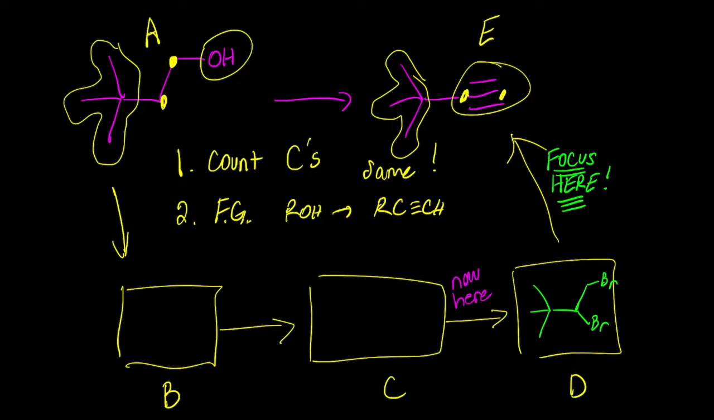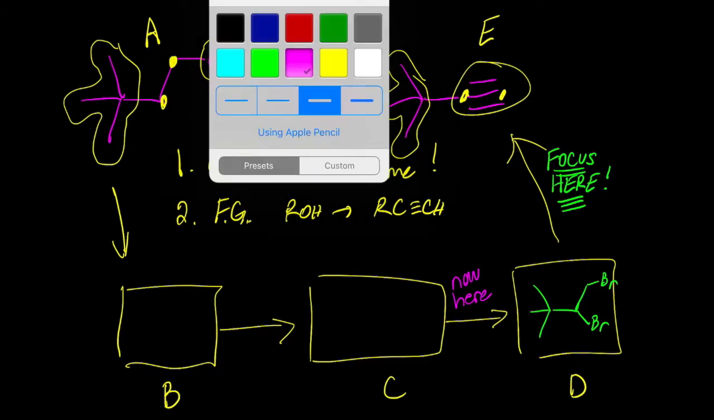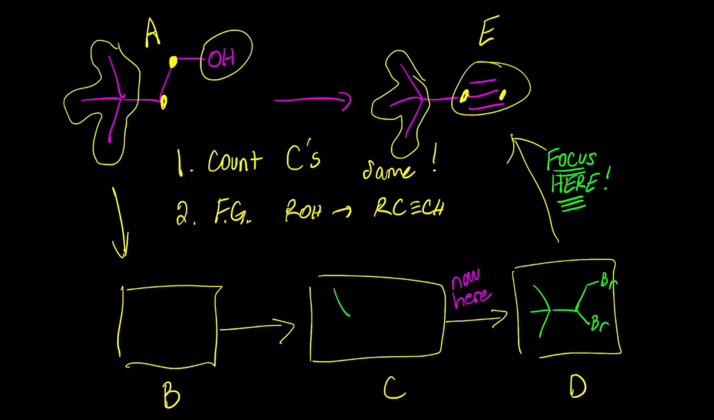So you think about, well, how do you stick two bromines on two different atoms? Oh, I know, I remember. You make that from an alkene, okay? Notice how I don't have any reagents here.